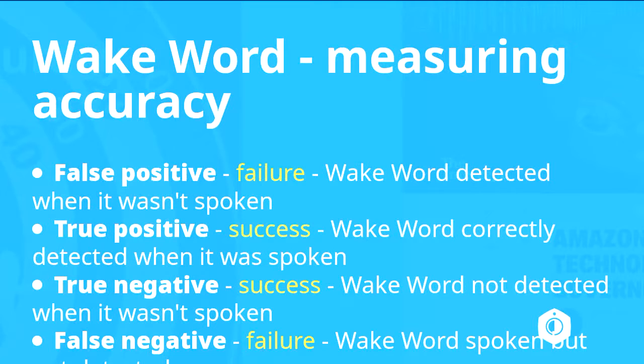There are four states that we train for, two success states and two failure states. So whether the wake word has correctly detected a wake word, whether it's woken up without a wake word, and the opposite of that as well. This all sounds really, really simple, doesn't it? Really simple? Yeah, nah.